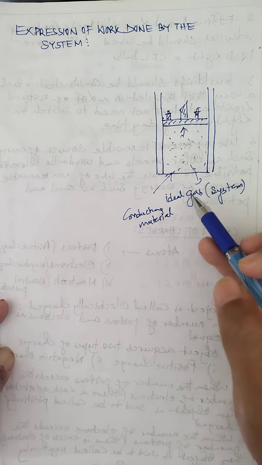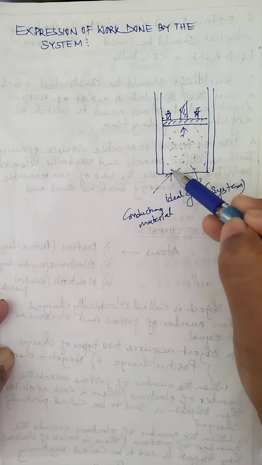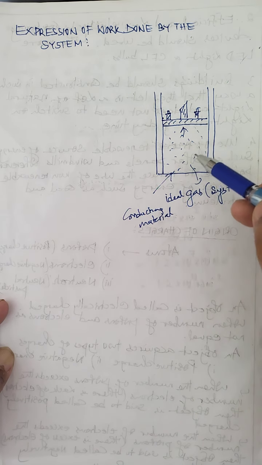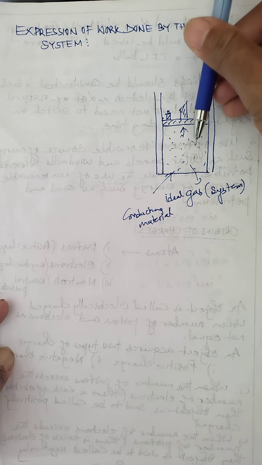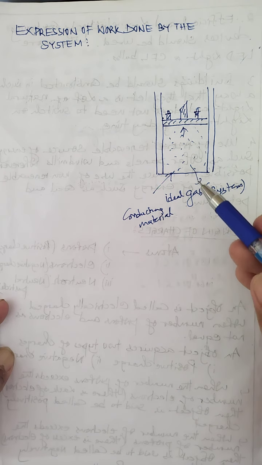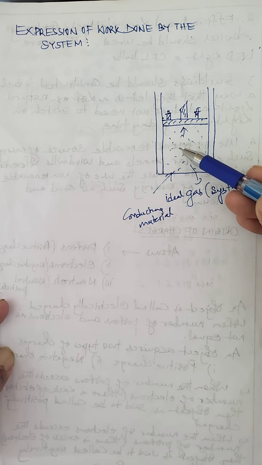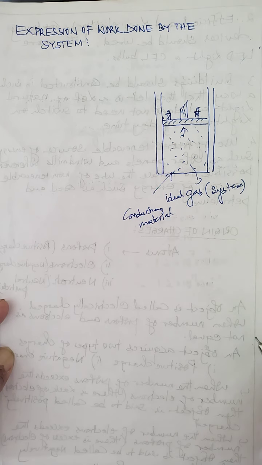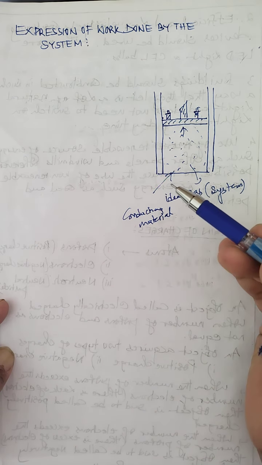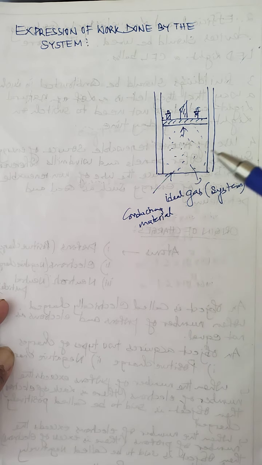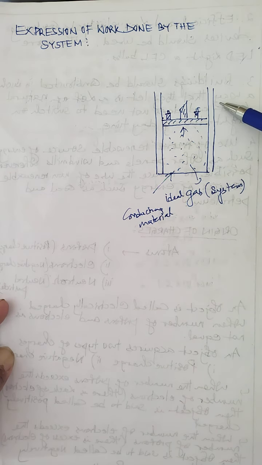Under that case, what happened? The work will be done on the gas. So work will be done on the gas by adding some weight on the piston. Work will be done by the gas by removing some weight from the piston. This gas, as I said, as a system, either does the work, or work is done on the system. Work is done by the system, and that all depends upon removing weight from the piston or adding some additional weight on the piston.